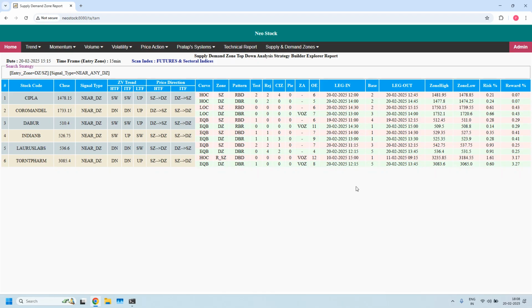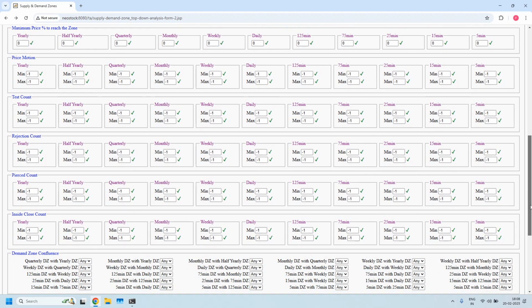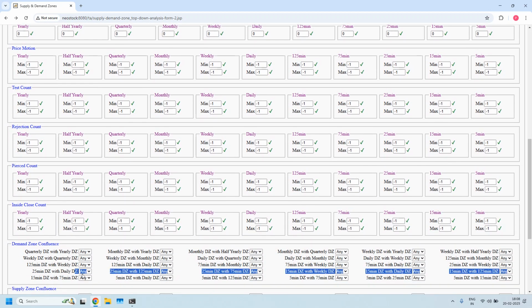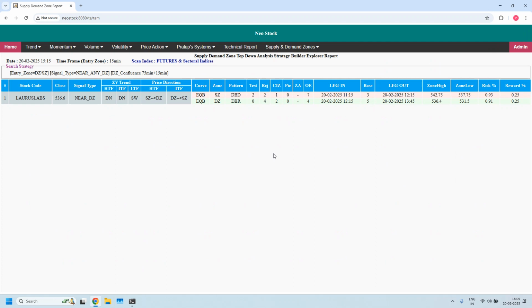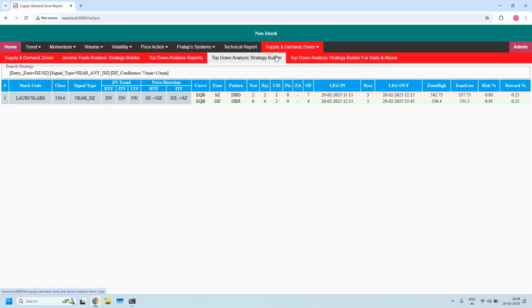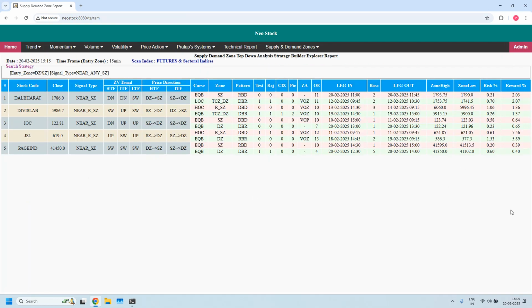Let us identify how many of these demand zones are having ITF zone confluence. That is 15 minutes and 75 minutes demand zone confluence. We got only one stock. That means this 15 minutes demand zone is overlapped with 75 minutes demand zone. Okay, next 15 minutes time frame. Stocks near 15 minutes supply zone. We got 5 stocks.